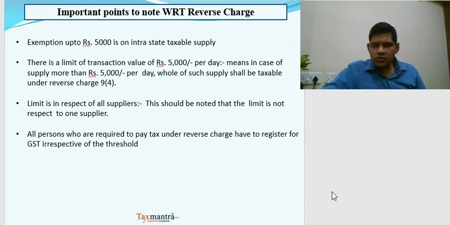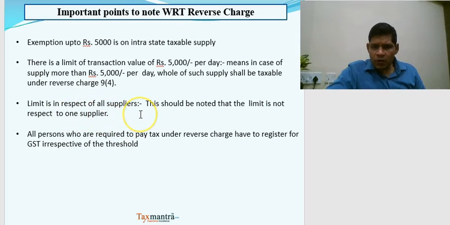So this exemption is only for intrastate, that is within the state, you purchase from within the state. This limit of 5,000 is per day, and if the amount exceeds, say, about 5,100, then GST needs to be paid on the full amount of 5,100.